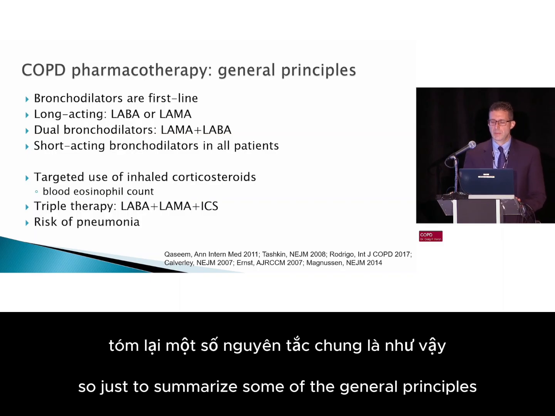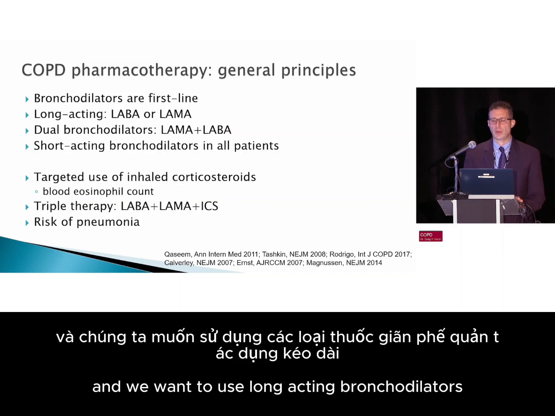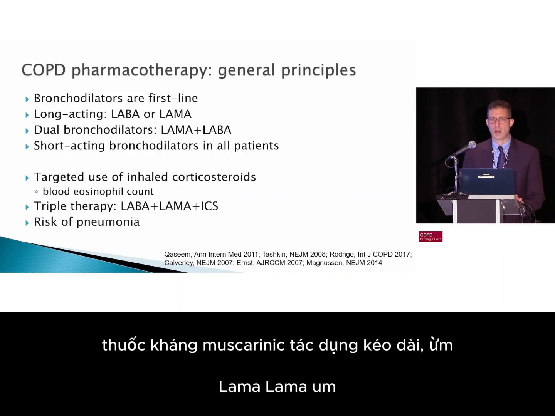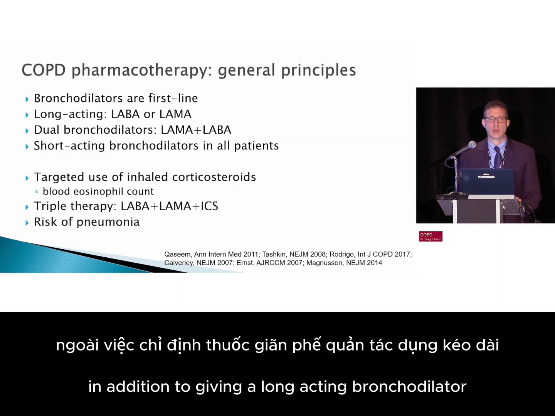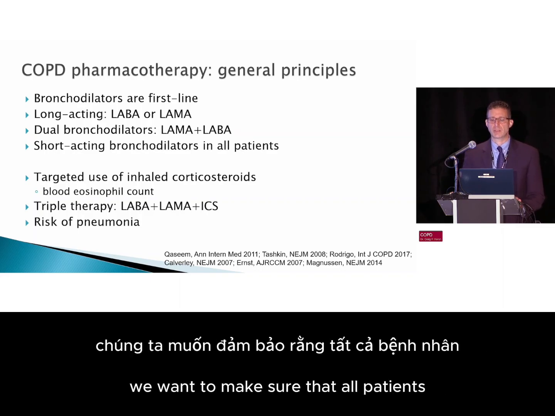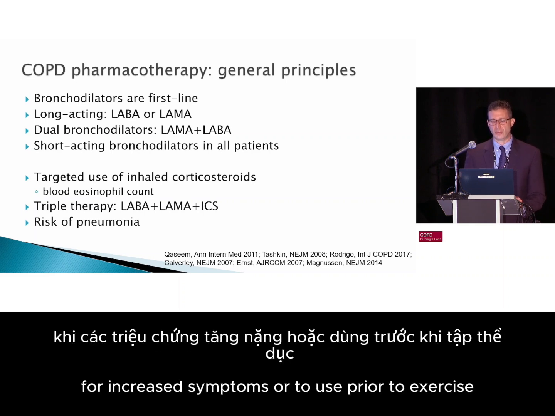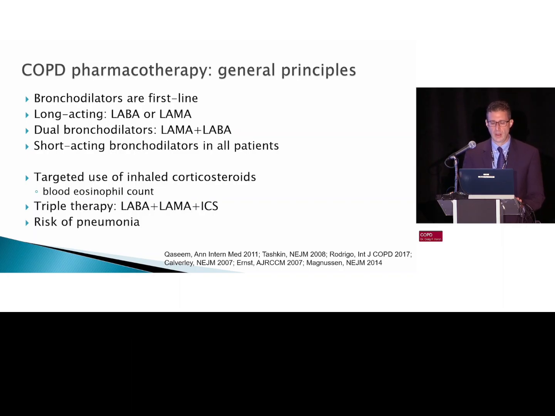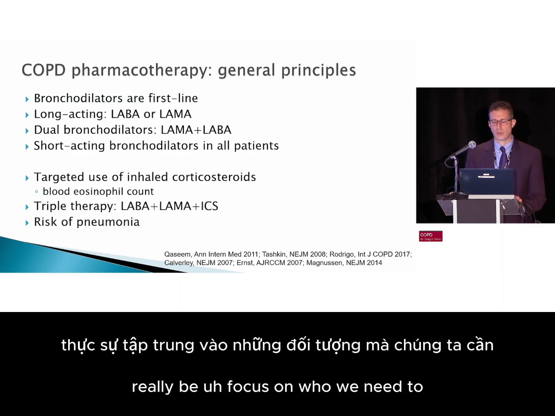So just to summarize some of the general principles, bronchodilators are always our first-line therapy, and we want to use long-acting bronchodilators. And in current recommendations, we're talking about dual bronchodilators, LAMA-LABA, in combination inhalers, which are preferred over using 2 single inhalers. In addition to giving a long-acting bronchodilator, we want to make sure that all patients have access to a short-acting bronchodilator, usually albuterol, to have for increased symptoms or to use prior to exercise or prior to their pulmonary rehabilitation.